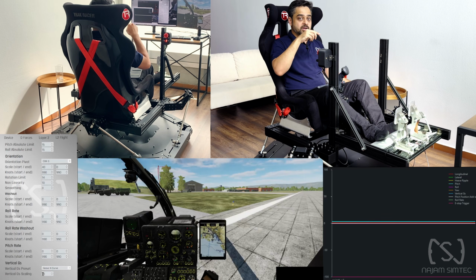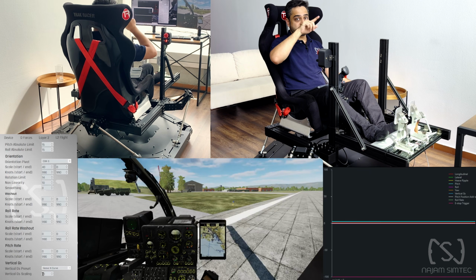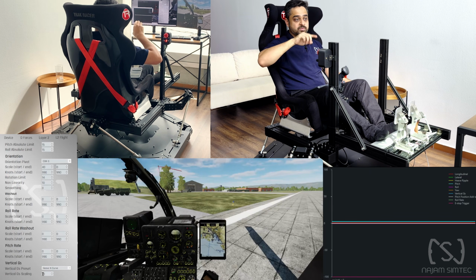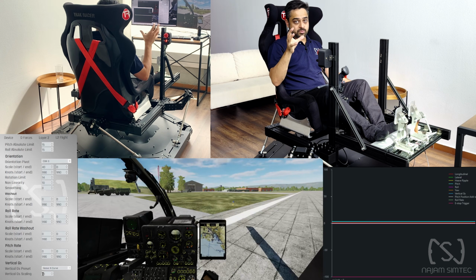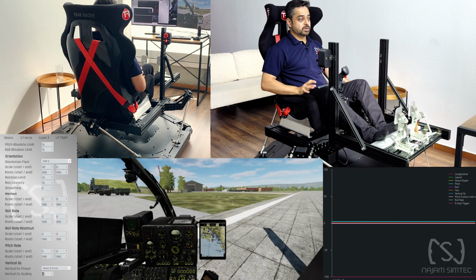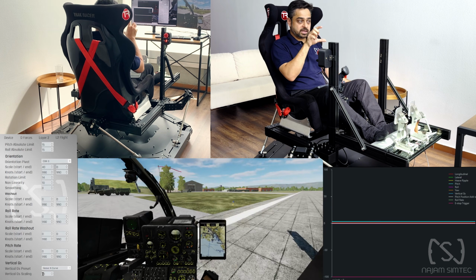Now we're expecting transitions of vertical G's, but those vertical accelerations are going to be much smaller than what they are in fixed wing planes. So it just increases the internal scaling a little bit. So that was enough for my heli flying.